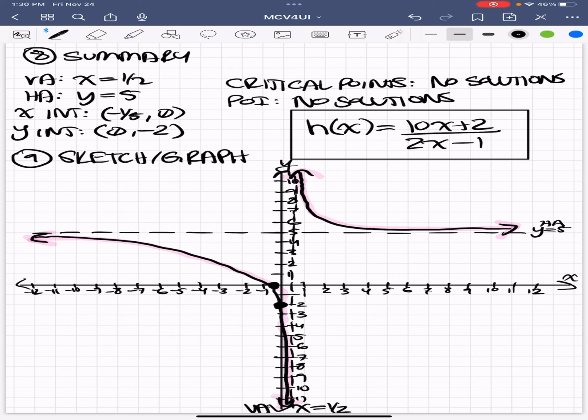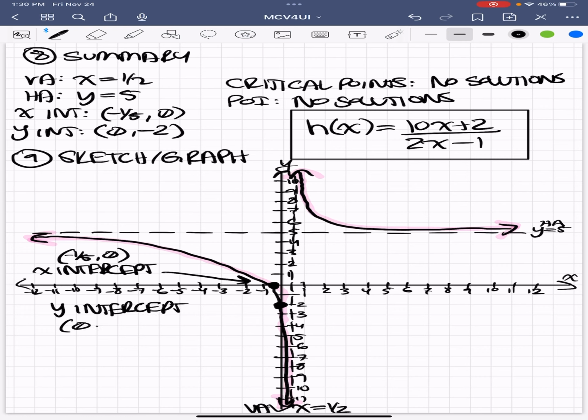If you'd like, we can label the x-intercept and the y-intercept. There, now all the points are labeled.